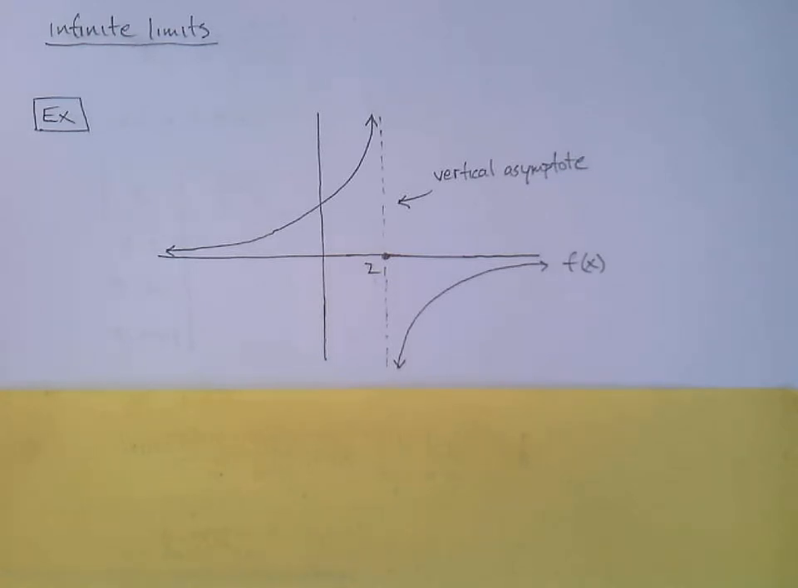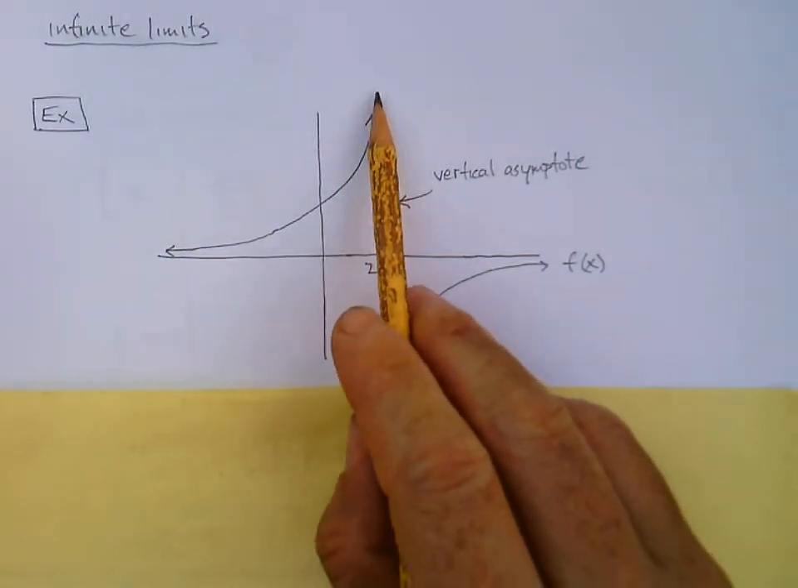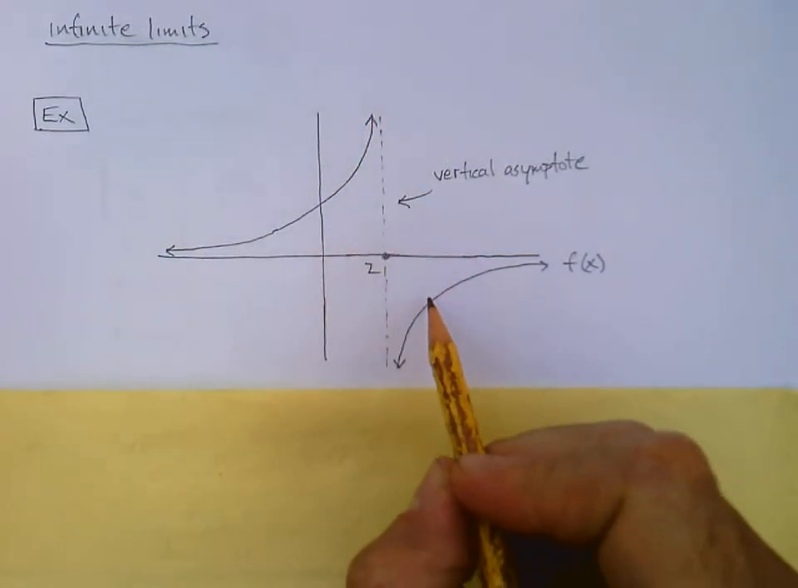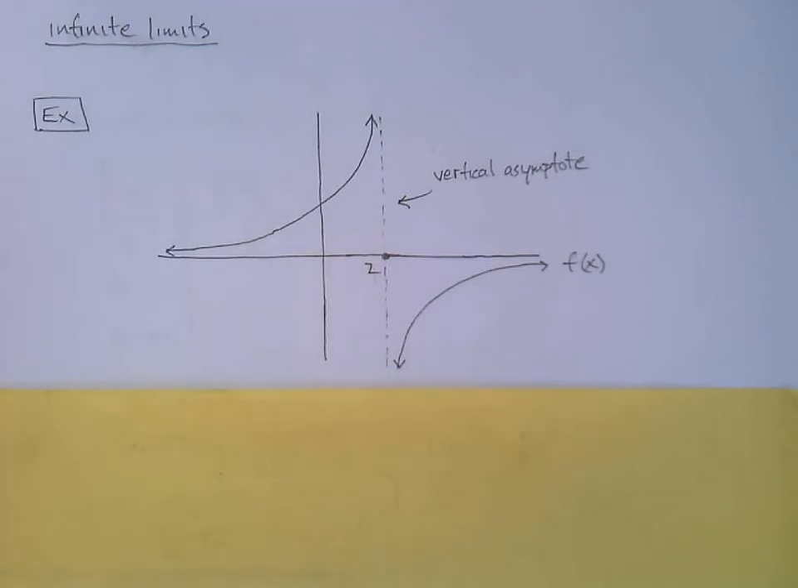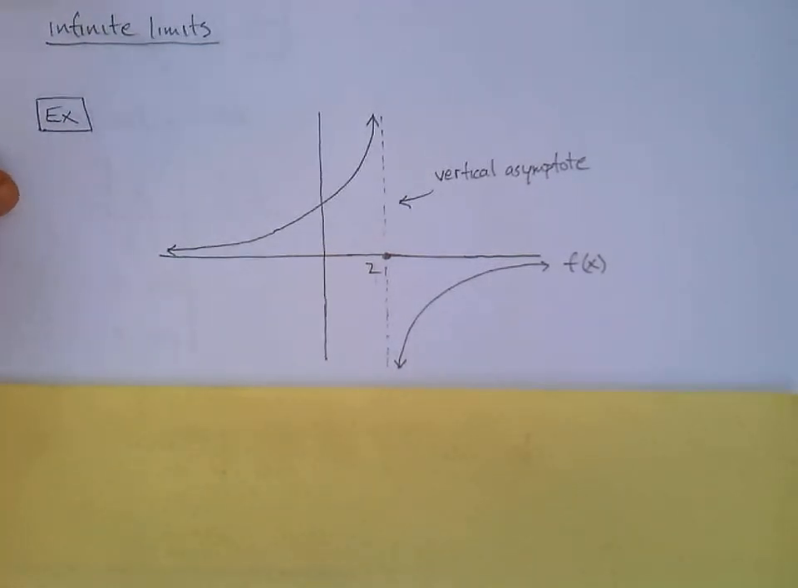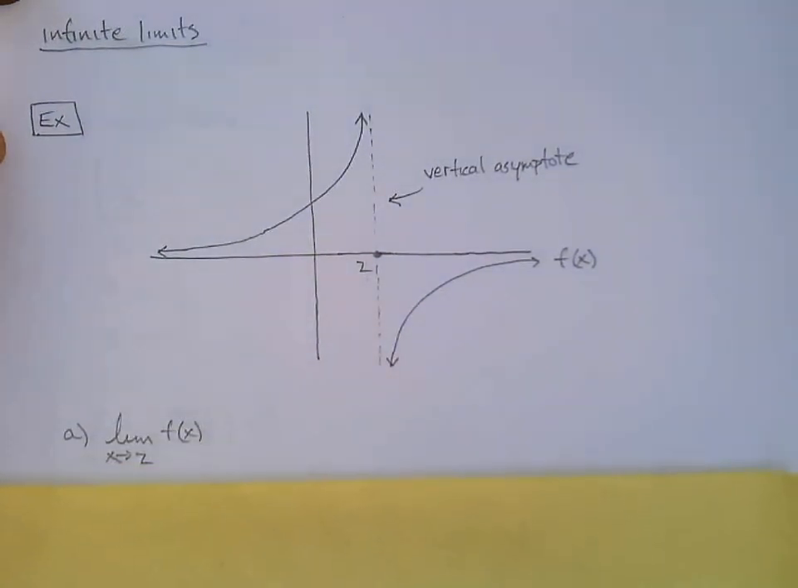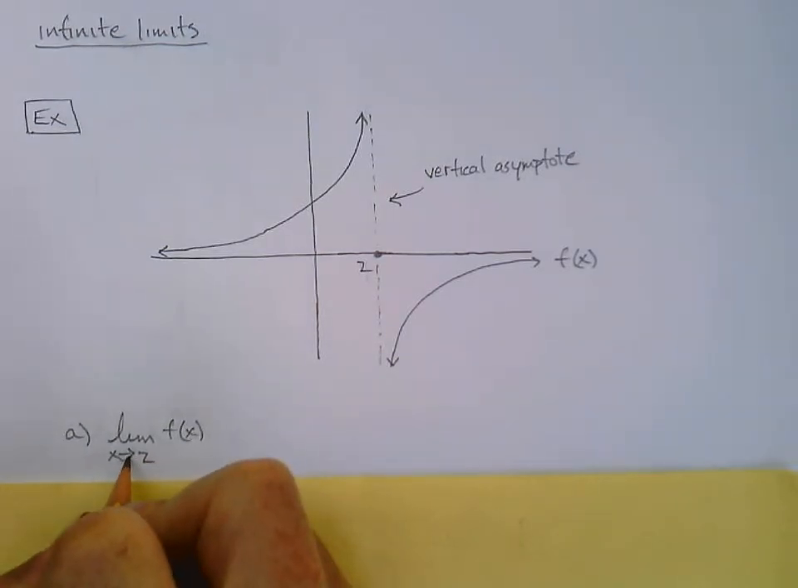Okay. So infinite limits, what does that mean? Well, look, it's shooting off to infinity, right? This direction. Shooting down to negative infinity, this direction. Okay. So what if we were to ask this? Part A, hey, what is the limit of this function f of x as x approaches 2?